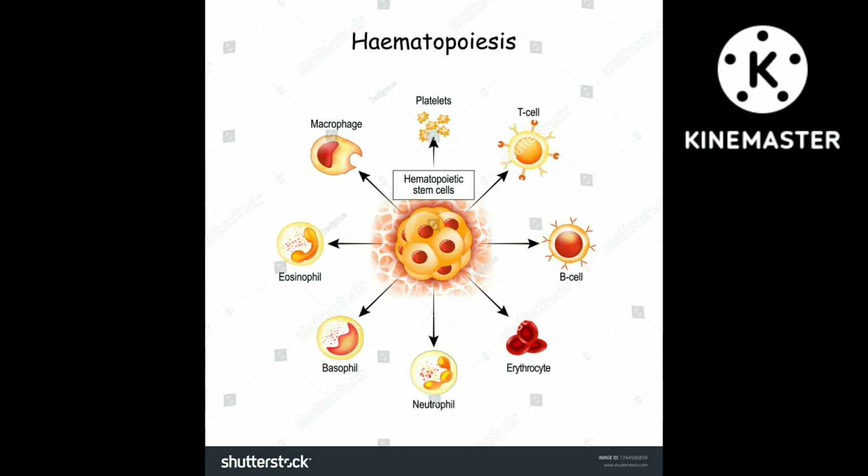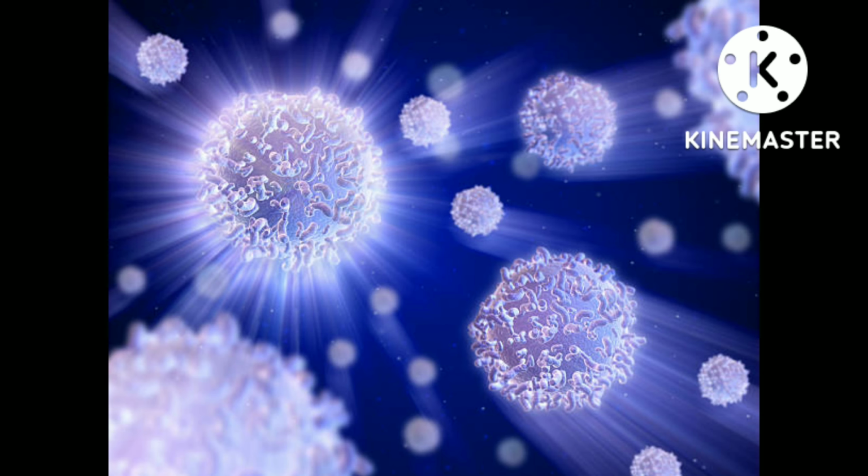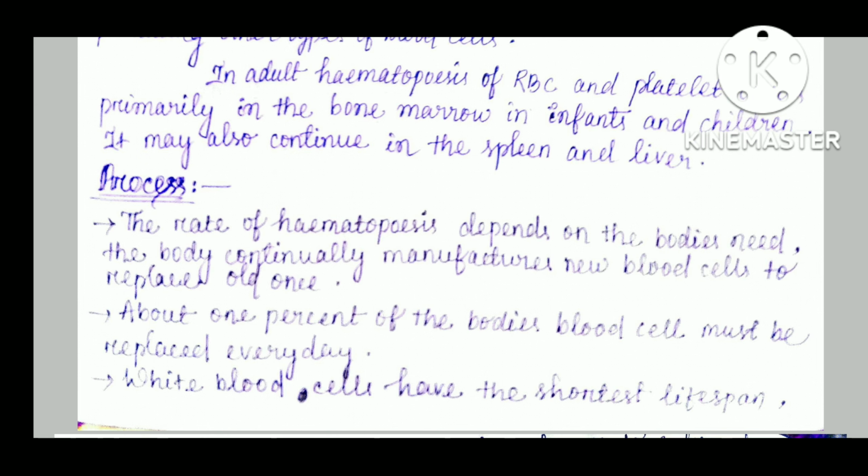In adults, hematopoiesis of RBCs and platelets occurs primarily in the bone marrow. In infants and children, it may also continue in the spleen and liver. The rate of hematopoiesis depends on the body's need. The body continuously manufactures new blood cells to replace the old ones. About one percent of the body's blood cells must be replaced every day.